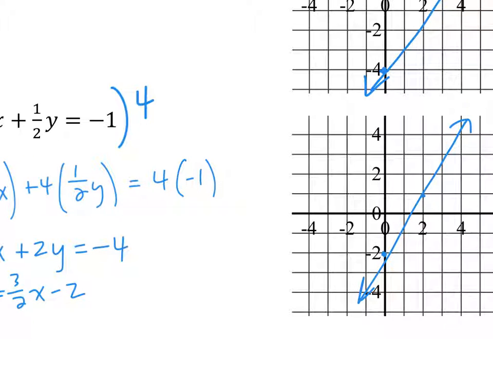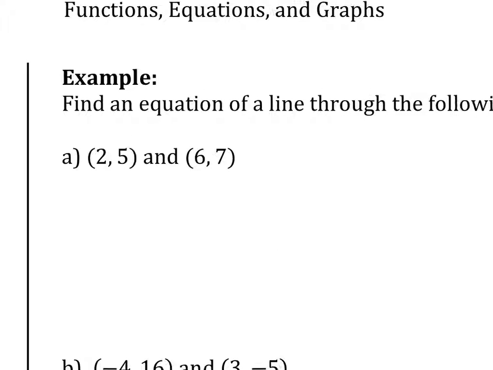Okay, now let's go on and do the harder one. So you are now given 2 points, and you have to find an equation of a line. That means you have to first find the slope and then find the intercept. Okay, first find the slope. You know how to find slope. So go ahead and find slope.